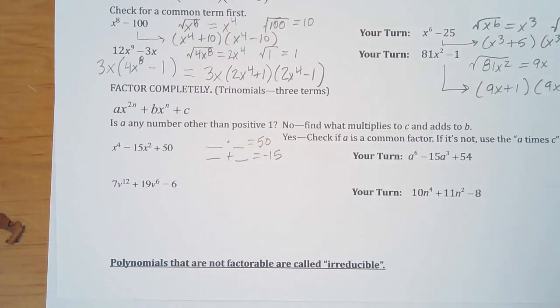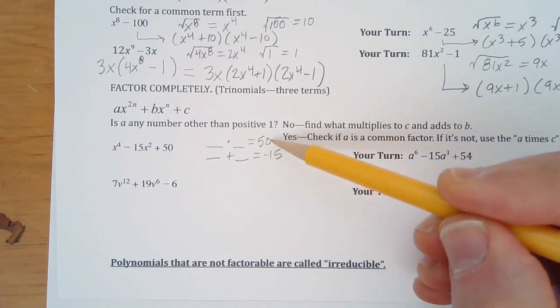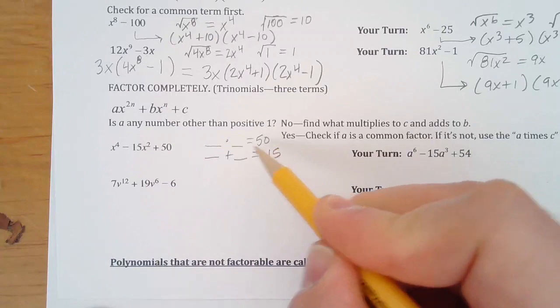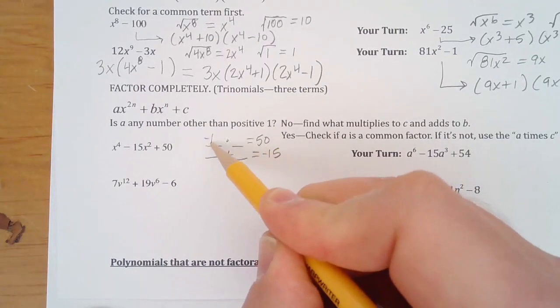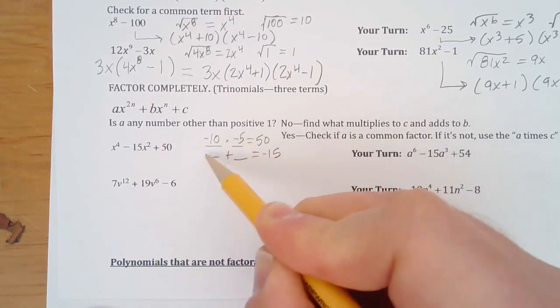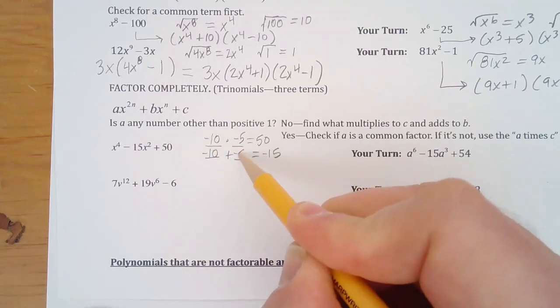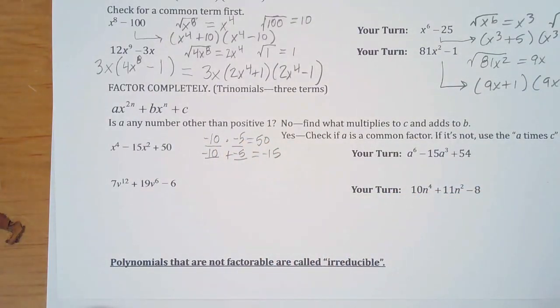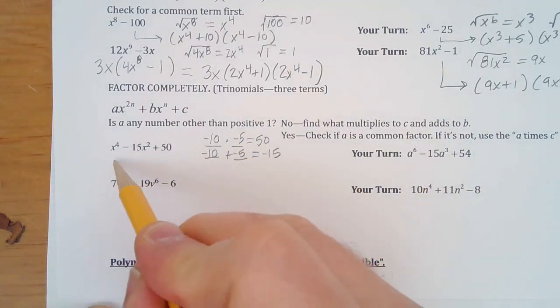Depending on how confident you are with your multiplication tables, this might come really quick, or you might need to sort of list out all the factors of 50. Either way, the factors are going to be 10 and 5, and they would both have to be negative, because that's the only way you could have 2 numbers multiply to give you a positive and add to give you a negative. So it's negative 10 and negative 5.